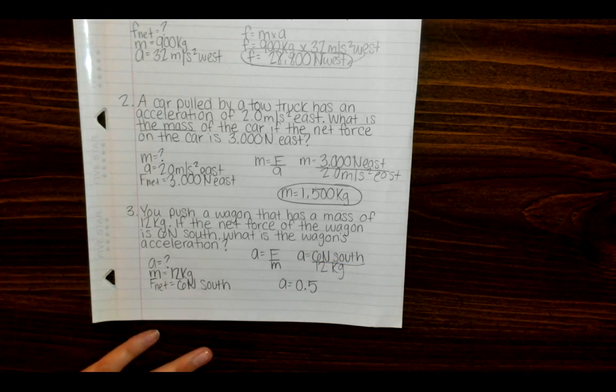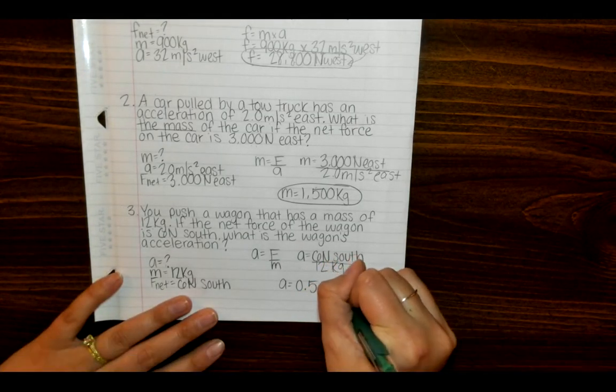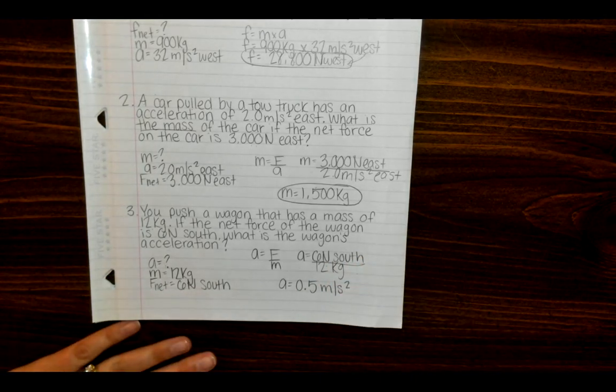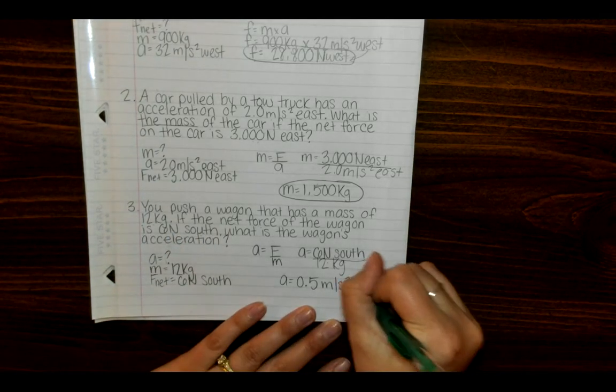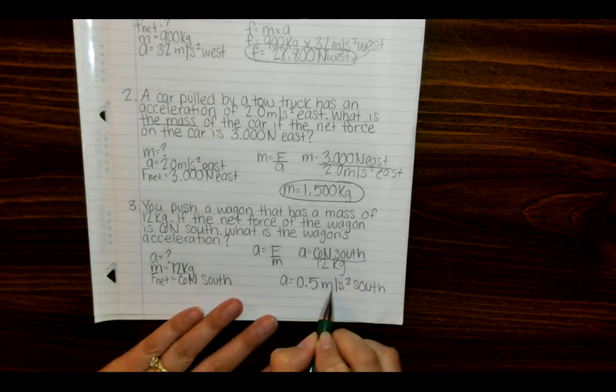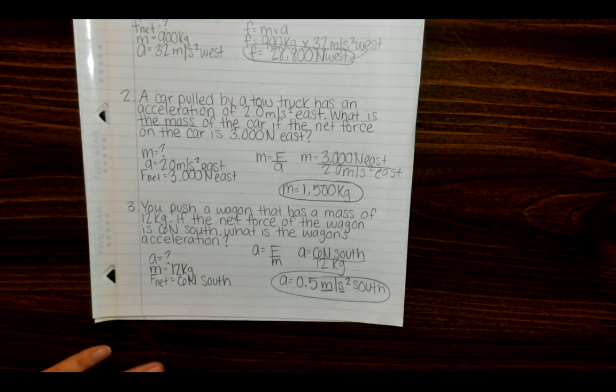And remember that our acceleration is going to include a distance, it's going to include a time, and it's actually going to include a squared because seconds is represented twice when we calculate acceleration, and it's going to have a direction. So when in doubt, it's going to be meters per second squared. And for the direction, it tells us that it's pushed 6 newtons south, so we're going to tag that south here. So we have our distance, our time squared, and then our direction. And that is our final answer.